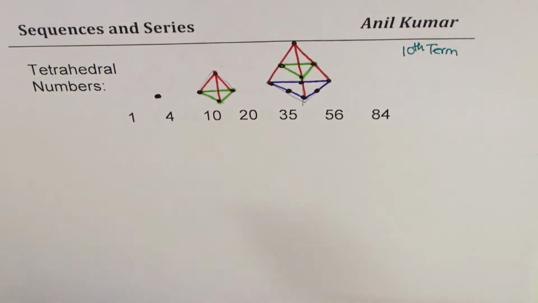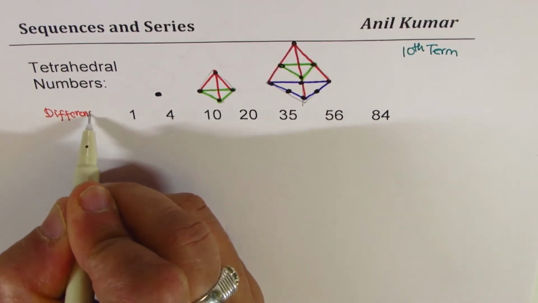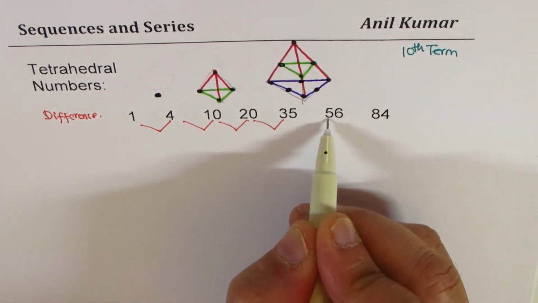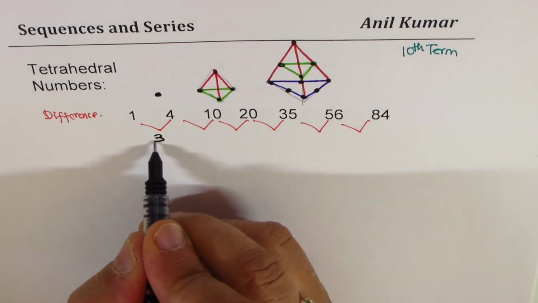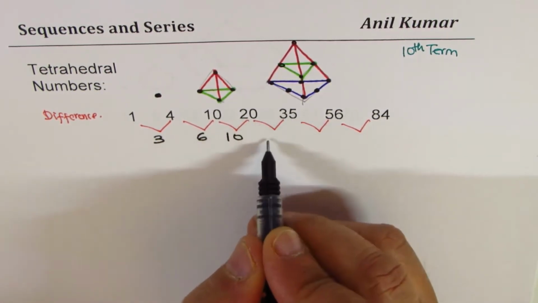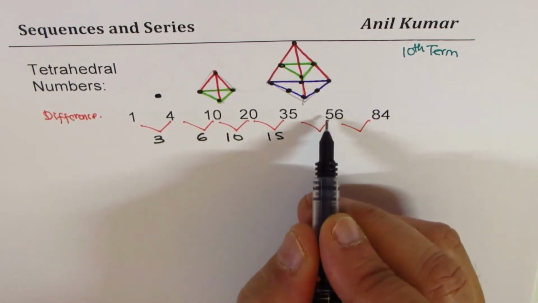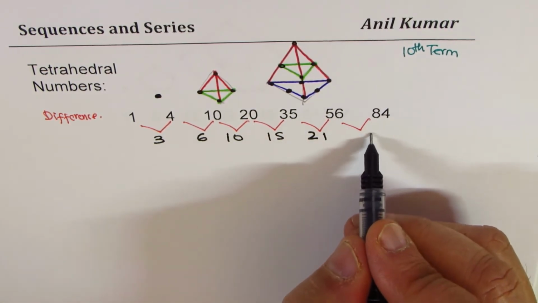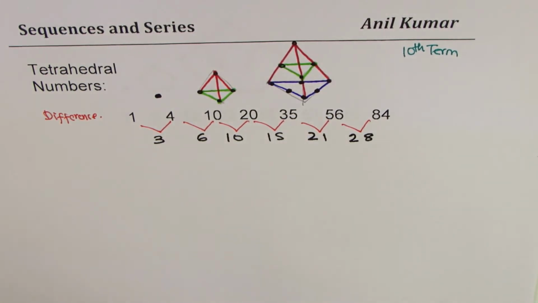Well, to find the 10th term, we'll find the difference, right? Let's see what is the difference. So 4 minus 1, 10 minus 4, 20 minus 10. So we have to do this difference. I hope you get what I'm trying to say here, right? So 4 minus 1 is 3 and 10 minus 4 is 6 and then 20 minus 10 is 10 and this is 15, and 56 minus 35 is 21, and then 84 minus 56 is 28, and likewise the series is going.